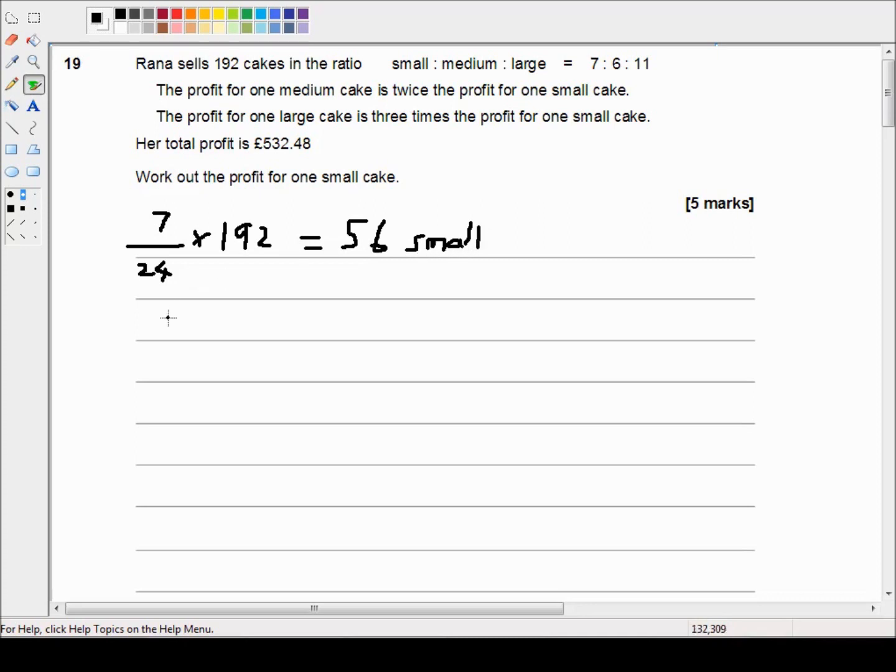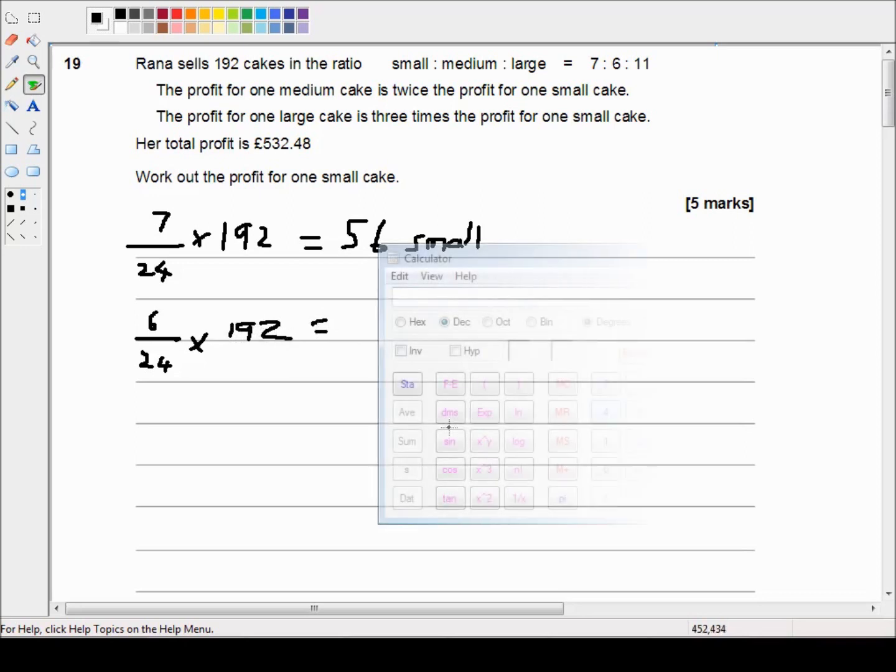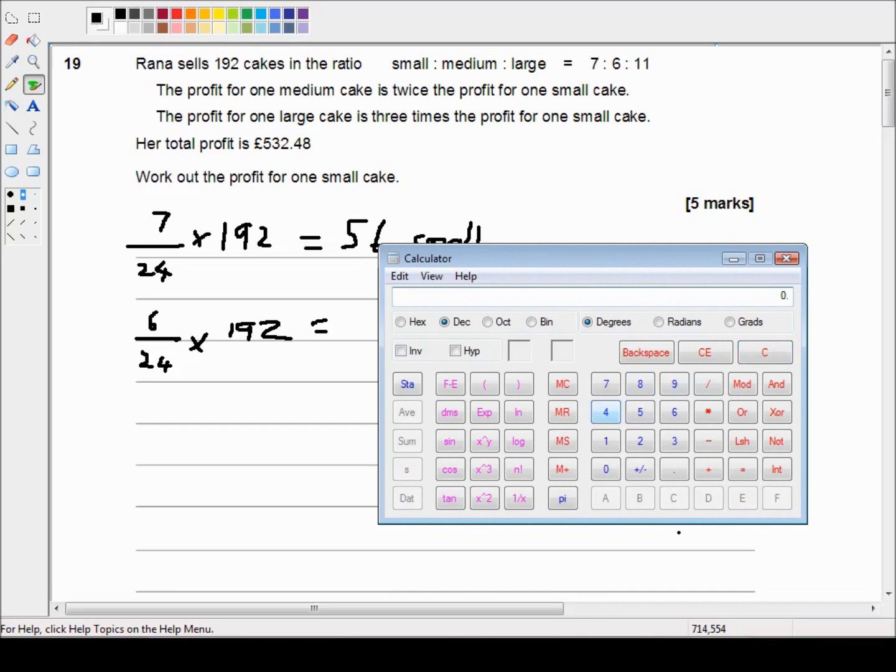Now the number of medium cakes would be 6 over 24 times 192. And again, instead of bothering to work it out, we could just shove that into the calculator. So this is just 6 times 192 divided by 24, and that's equal to 48.